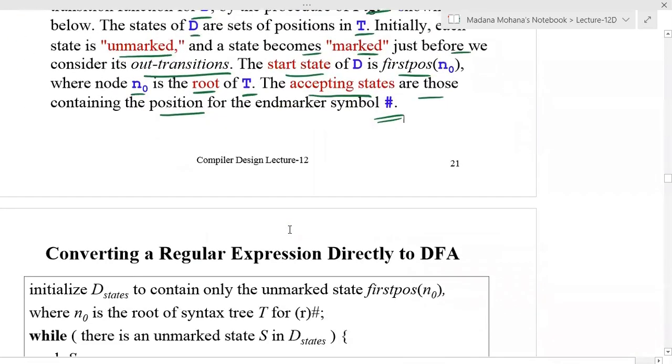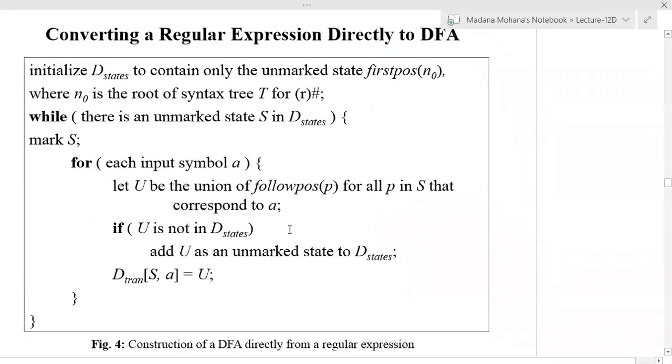Now, how do we find the transitions? Here you can see the algorithm for this. First, initialize Dstates to contain only the unmarked initial state, that is firstpos of n0, where n0 is the root of the syntax tree for the regular expression (R)#. While there is an unmarked state S in Dstates, mark S. For each input symbol a, find the value U. What is the U value? Let U be the union of followpos(p) for all positions p in S that correspond to the input symbol a.